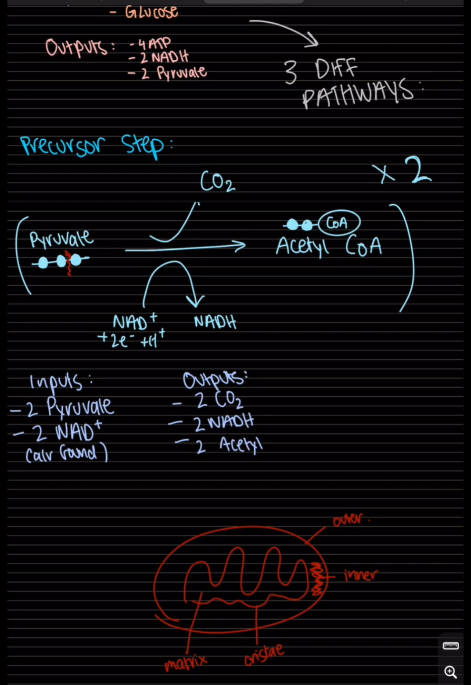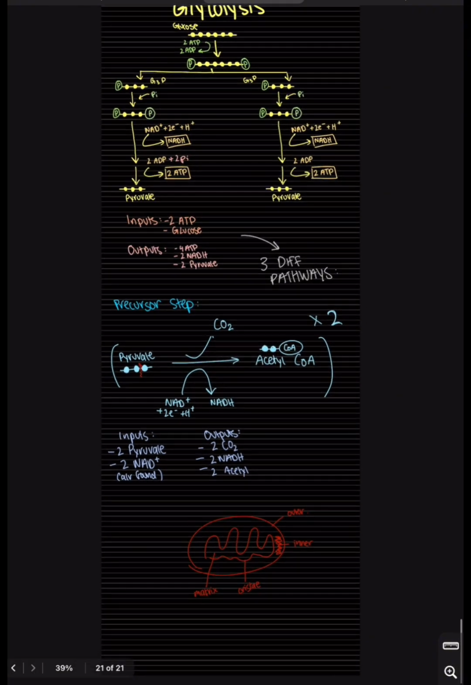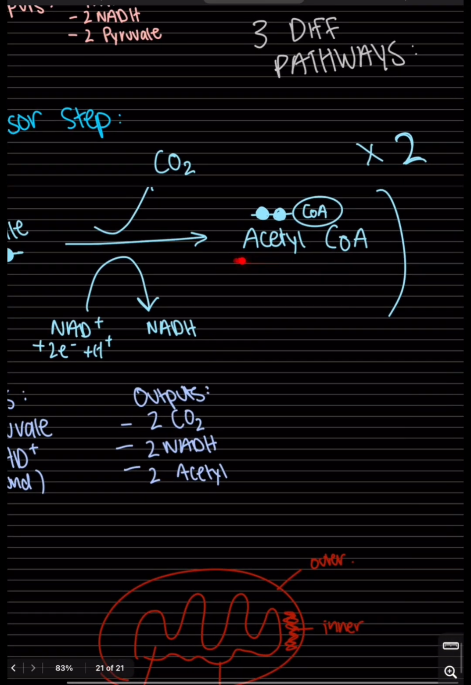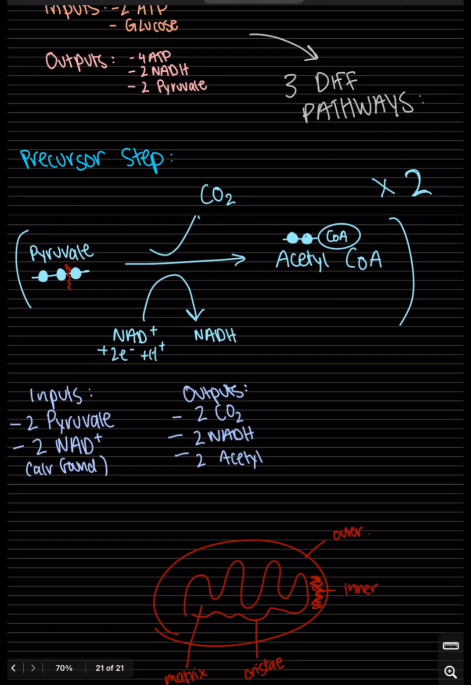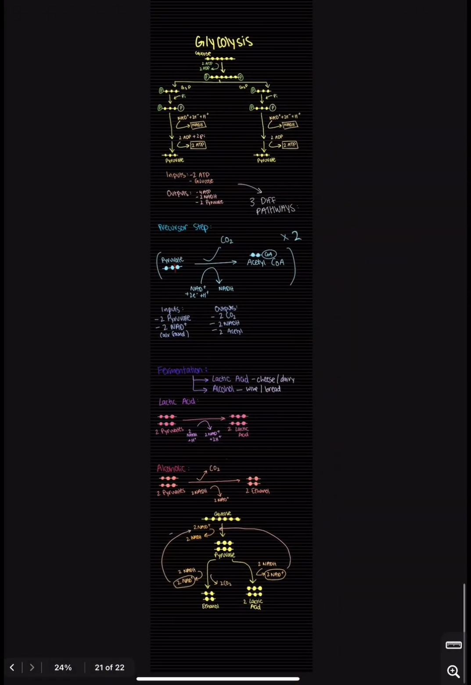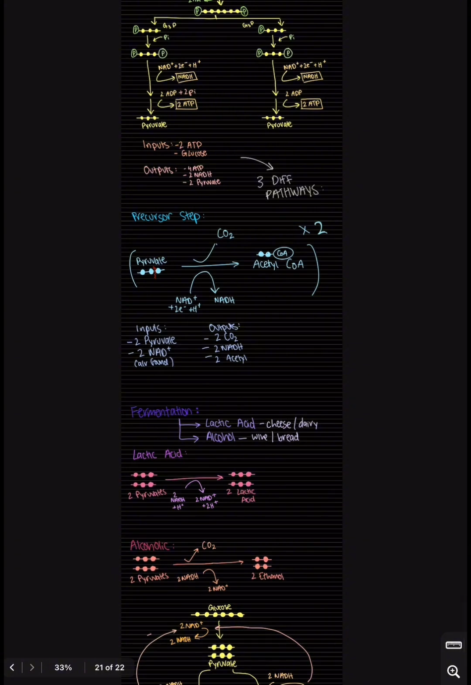And it only releases a little bit of energy in the NADH. Most of the energy from the glucose is still in acetyl coenzyme A, and that's gonna be sent through the Krebs cycle.